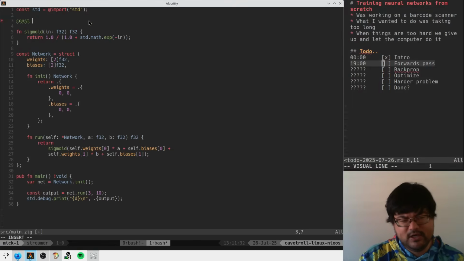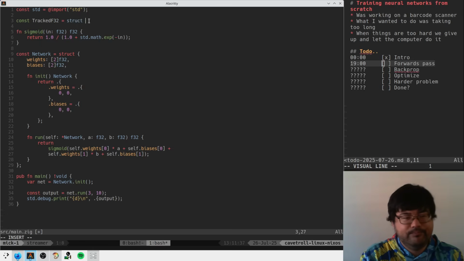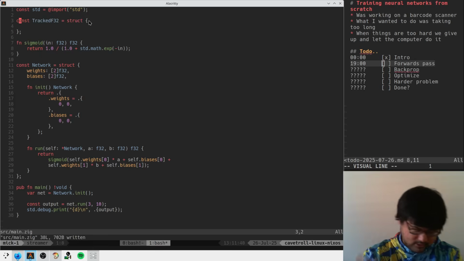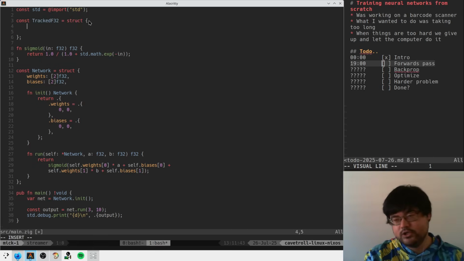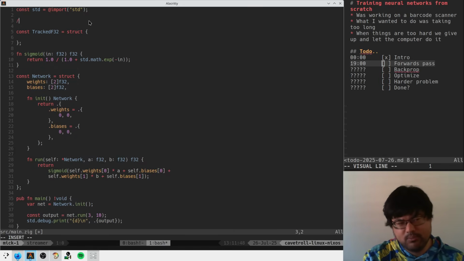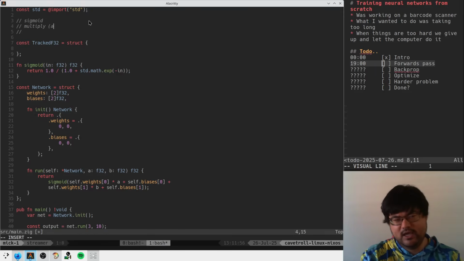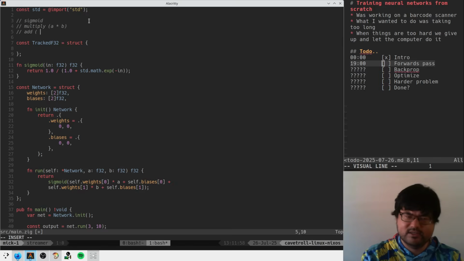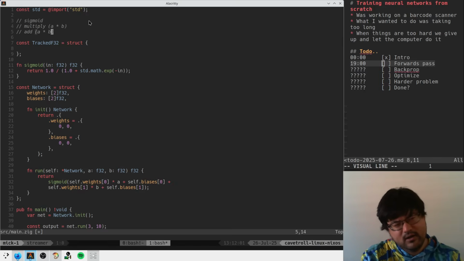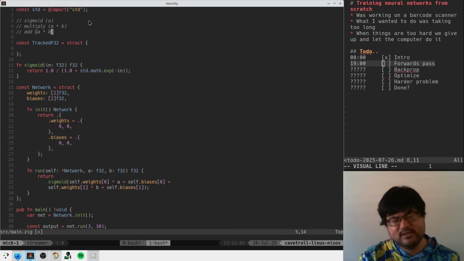So let's say that we have some tracked floating point number, and he has a pointer to where he came from. Let's see, what do we support right now? We have sigmoid, we have multiply, which takes a times b. We have add, which takes a and b. This takes a single parameter, and then our loss function is a sum of a bunch of things.